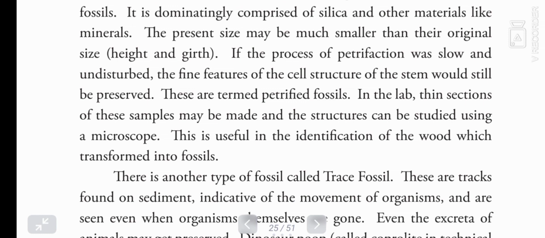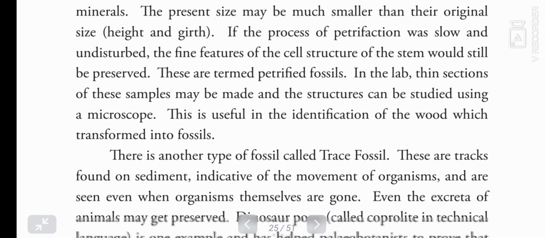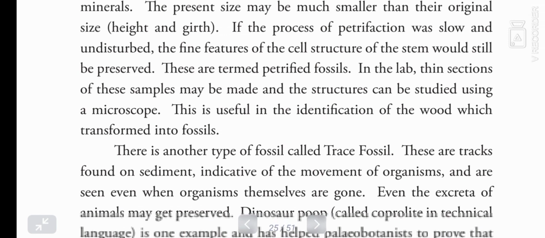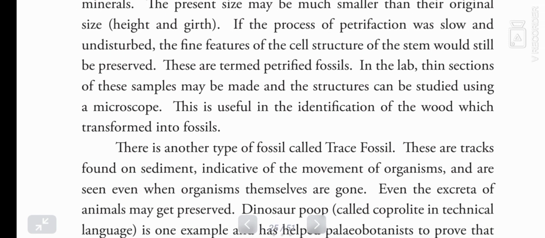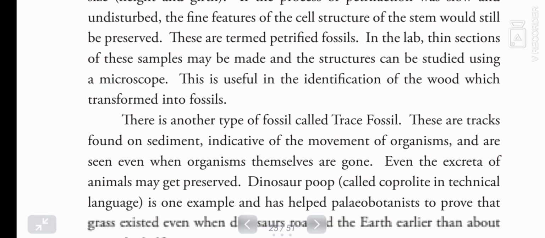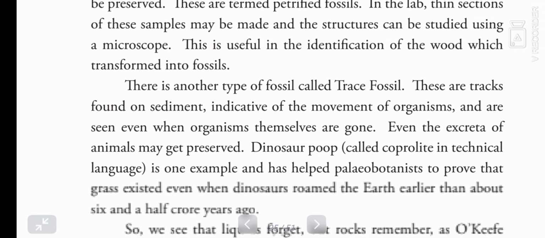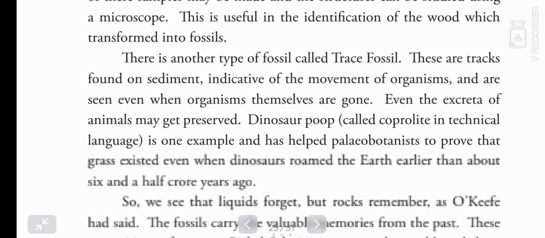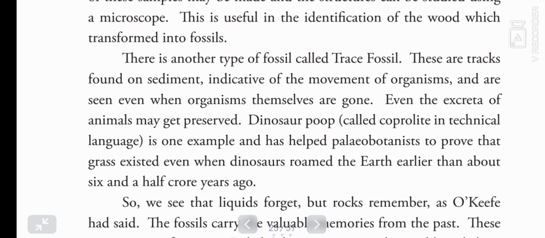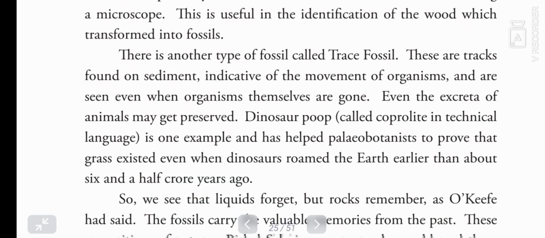If the process of petrification was slow and undisturbed, the fine features of the cell structure of the stem would still be preserved. These are termed as petrified fossils. In the lab, thin sections of the samples may be made and the structures can be studied using a microscope. This is useful in identification of the wood which transformed into fossils.